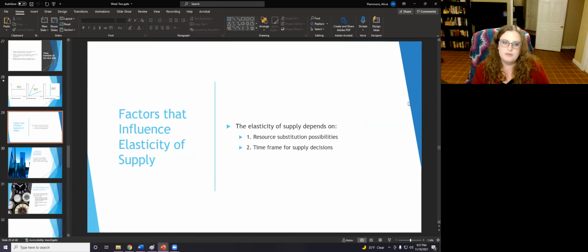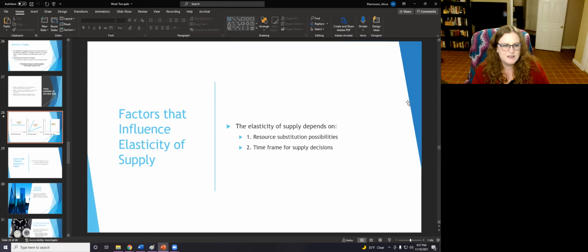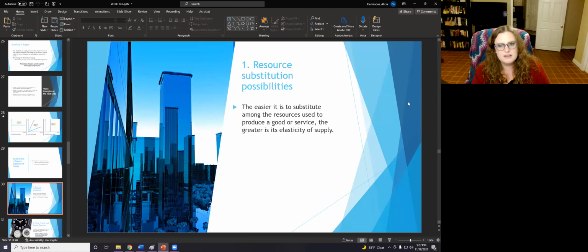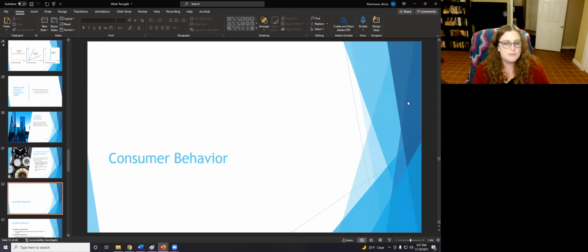All right, so after that, we started talking about factors that influence elasticity of supply. Remember that was one of the questions from your homework, so I wouldn't expect to see it again, but you should probably know it. It's the idea that there might be resource substitutions or there might be time frames in your supply decisions. If the price changes right now, well, I can't really change how much I'm making today, but I can change how much I'm making in a year or 10 years. The longer you have to adjust, the more elastic you can be.